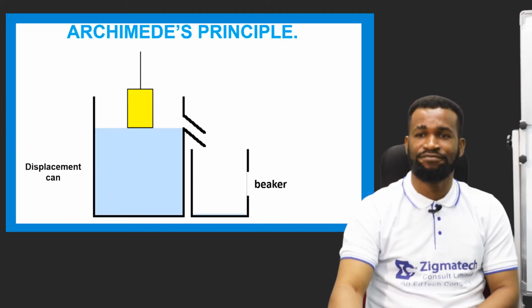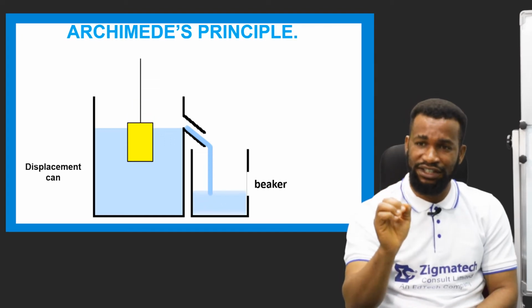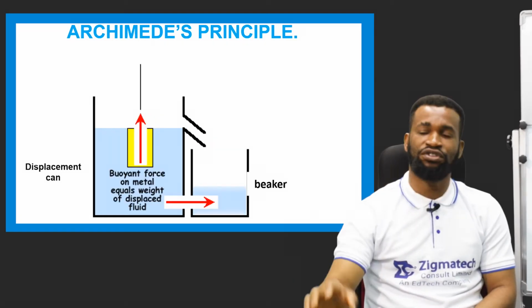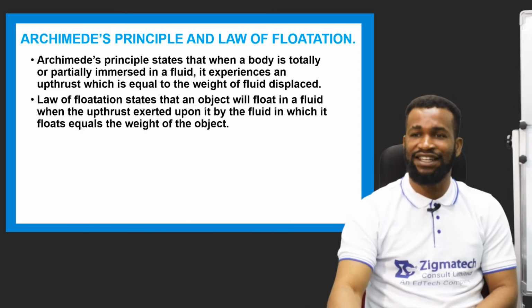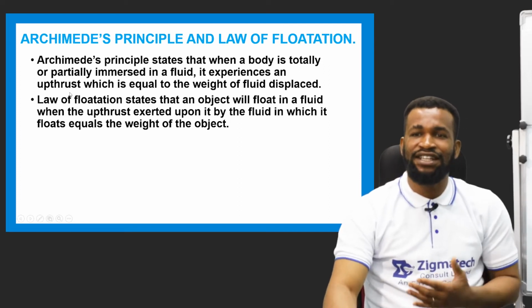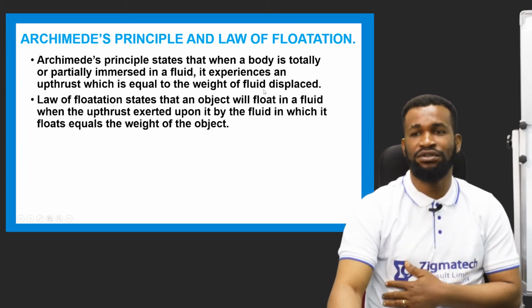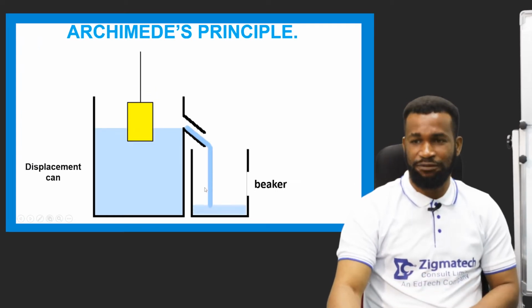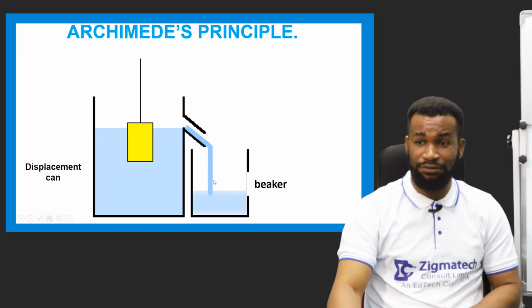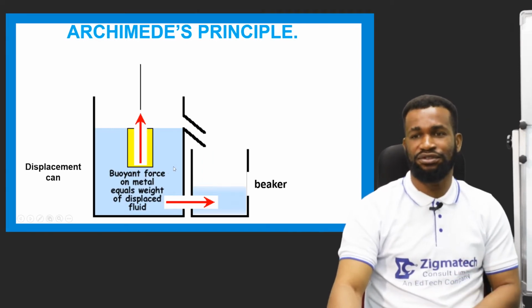Let's check it again. As you see, as it's displacing inside water, some quantity of water is being displaced from the beaker, and that is exactly why it is stated clearly that it experiences an upthrust, which is equal to the weight of the fluid that was taken out of this beaker. The quantity of water taken from this beaker is equal to the weight based on the upthrust.